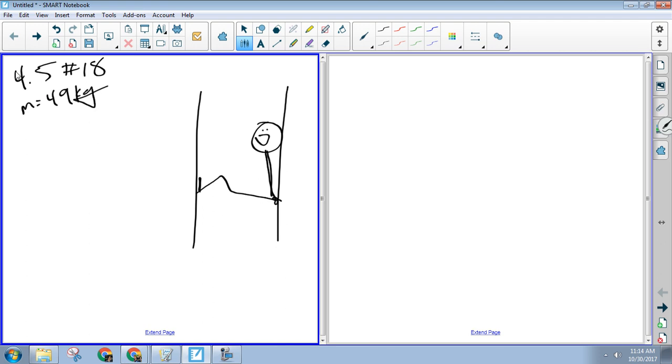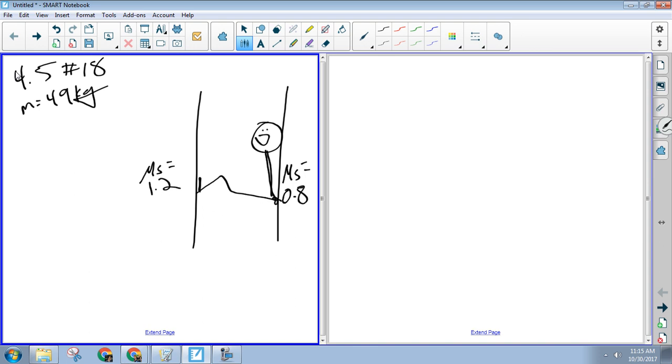And it tells us that the coefficient of static friction between her shoes and the rock, so on this side, is 1.2. And then it tells us that the coefficient of static friction between her back and the rock is 0.8. Okay? So, let's think about what forces there are here.